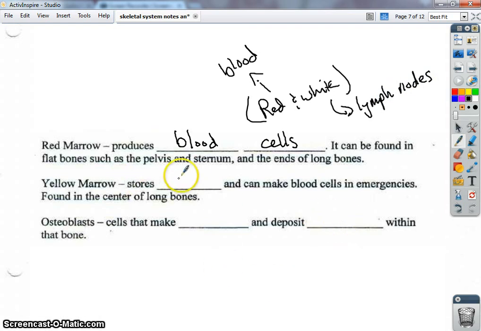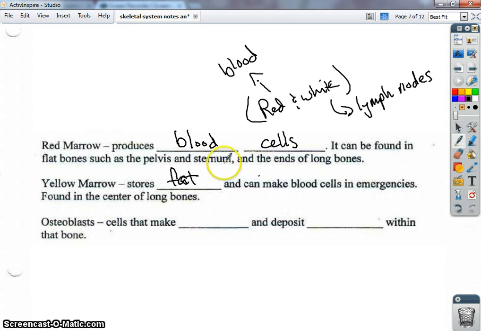The yellow marrow is simply to store fat. Okay, and it can also make blood cells in an emergency. So if for some reason you need more blood cells, there's something going on, the yellow marrow will take over and make some of the blood cells. And the yellow marrow is found in the very middle of your long bones. Okay, so again, we'll identify what bones are long when we start learning all the names of all the bones.